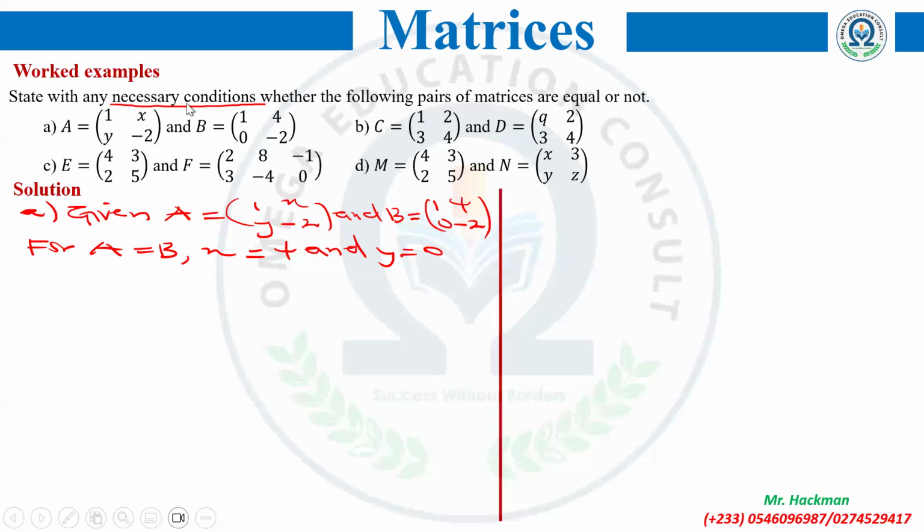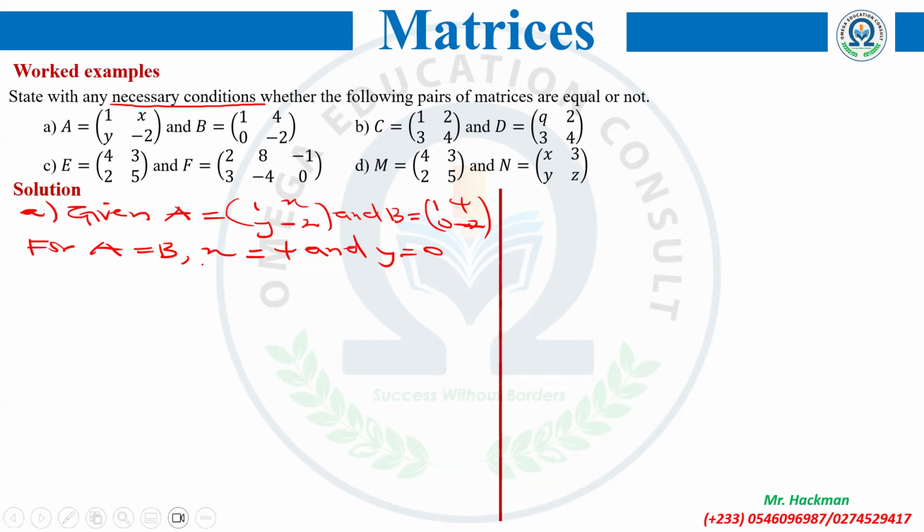You come to A. There's nothing that we can extract here, so you come to the sub-question A. Then we extract all that we are given here. Given the matrix A, 1, x, y, negative 2, and the matrix B, 1, 4, 0, negative 2. Please take note, this is not 0 minus 2, it is 0, negative 2. The negative is attached to that particular entry or element.